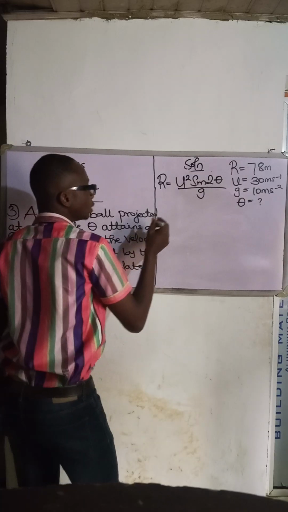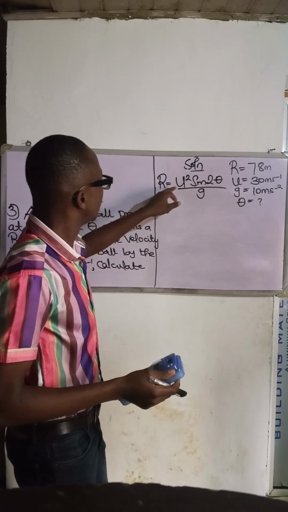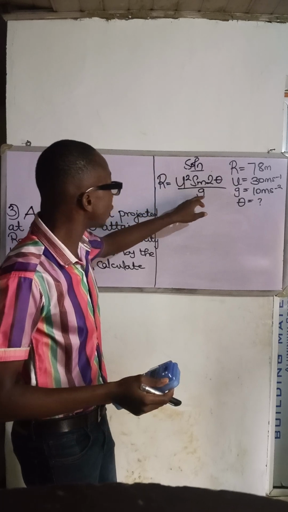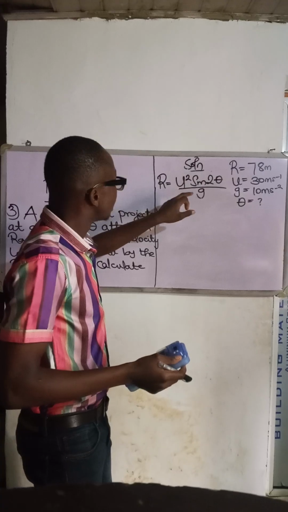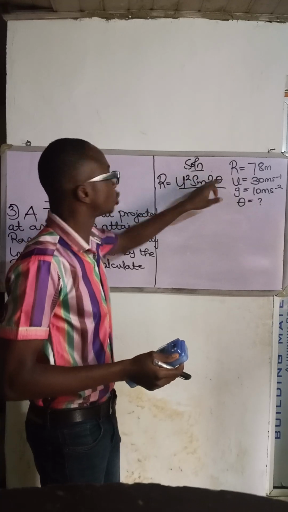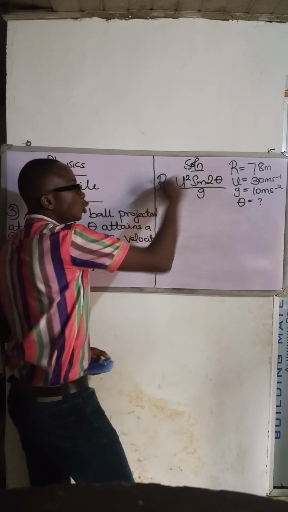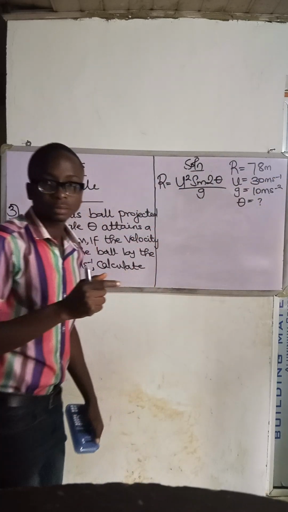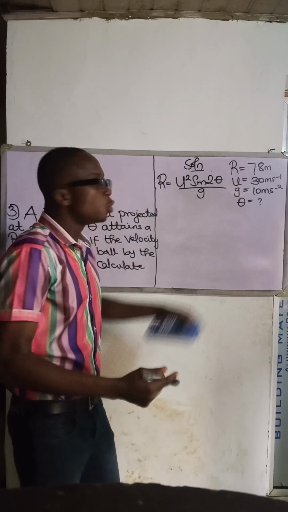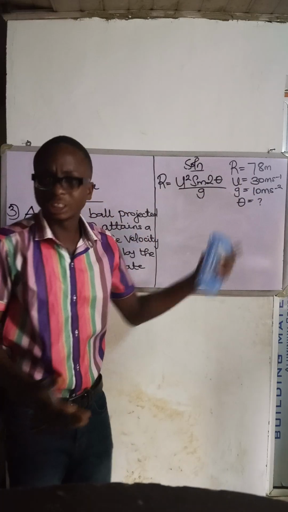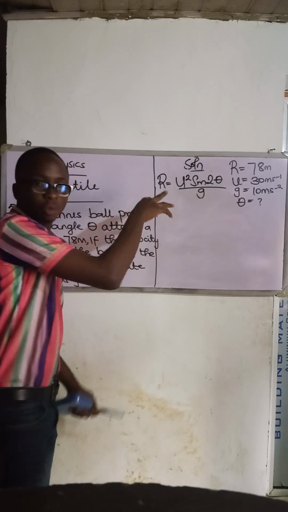Now, let's solve. If you look at this question, they gave us range, they gave us the initial velocity, they gave us gravity. They asked us to calculate for theta. So that is why we are using this formula, because they already gave us range. If they had given us time and they said calculate for theta, we would be using the formula for time, not this formula. Please take note. Because we are given range, that is why we are using this formula.